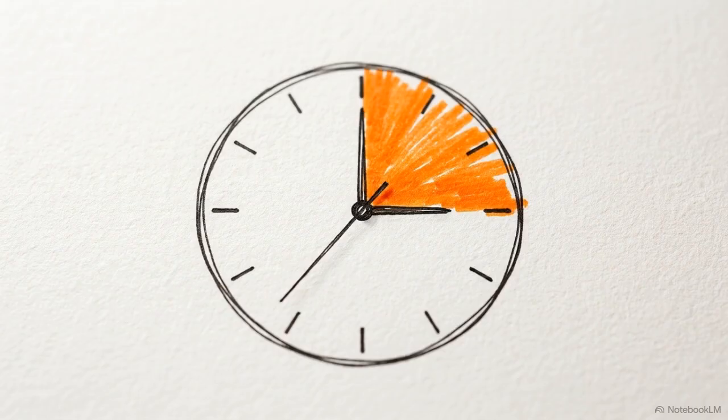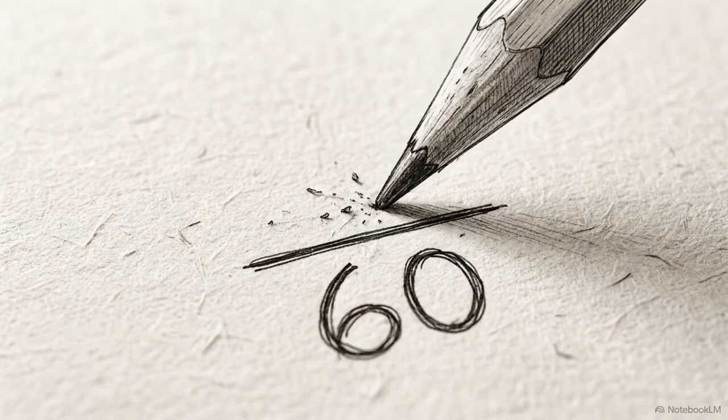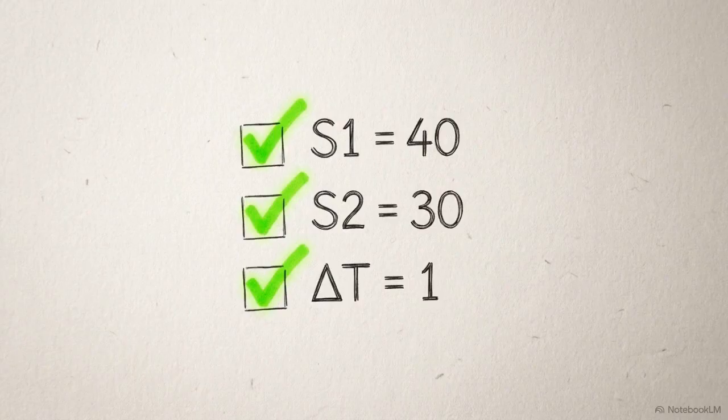Watch the units carefully here. If the test gives you the early or late times in minutes, you must divide by 60 to convert them into hours before moving to the next step. Once you have S1, S2, and a time difference in hours, the setup is complete. You have reduced a word problem into 3 confirmed numbers.